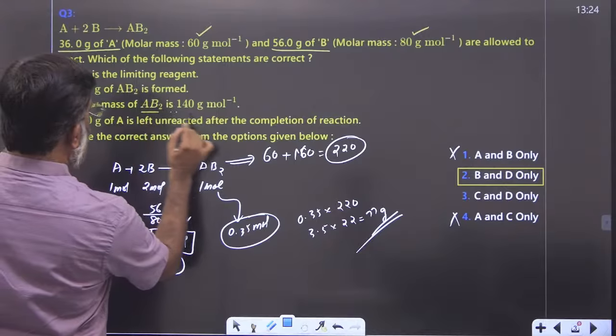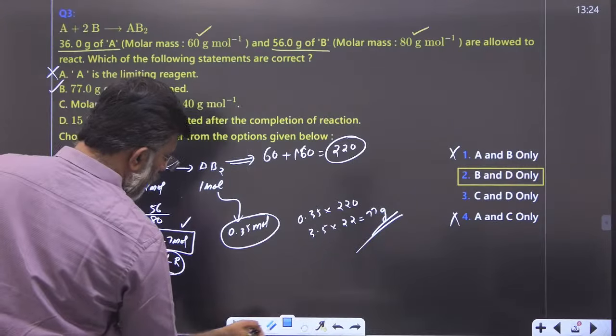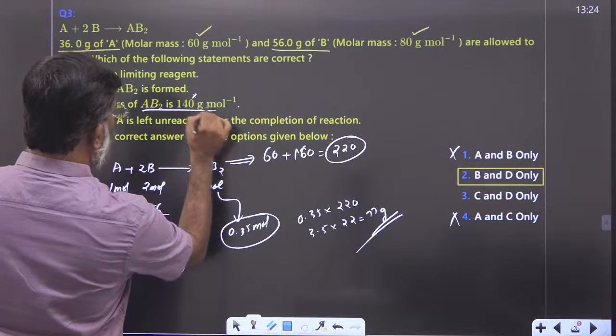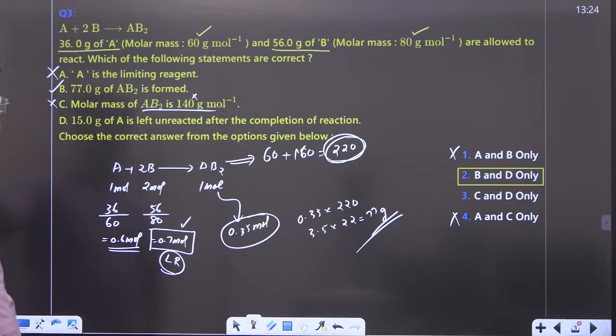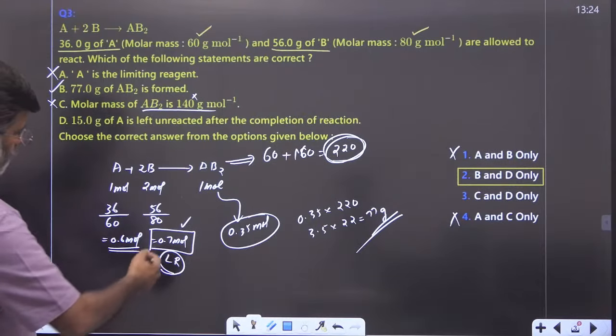Molar mass of AB2 140 തെറ്റല്ലേ? Molar mass of AB2 140 തെറ്റാണ്. It is 220. This is wrong. Now, definitely D should be correct. 15 grams of A left unreacted after completion of the reaction. Let's see.